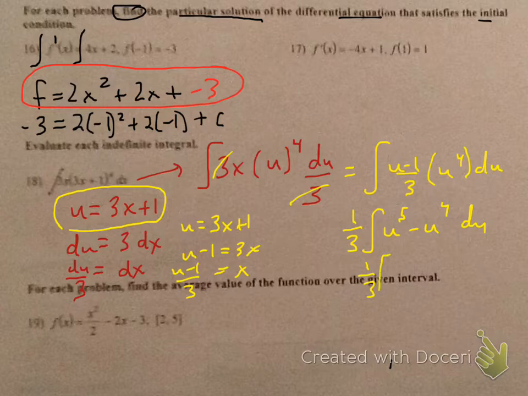So 1/3, this is going to be u to the sixth over 6. So I'm going to put my u back in. So 3x plus 1 to the sixth over 6. And then u to the fifth over 5. So 3x plus 1 to the fifth over 5. Probably won't see it in this form if you check the answers in the back of the book. You can distribute. If you distribute here, I think they have the answer that matches on this page. It's an indefinite integral, so you have plus c.